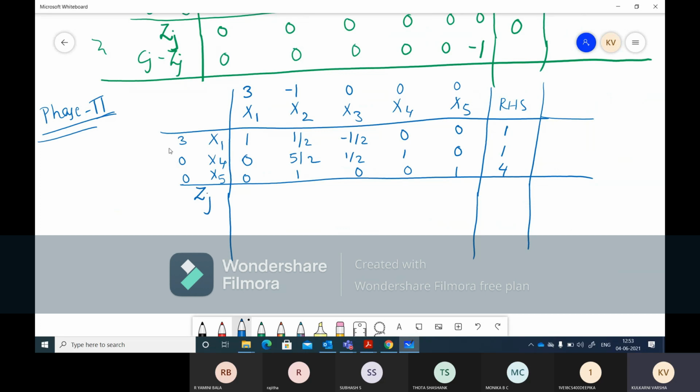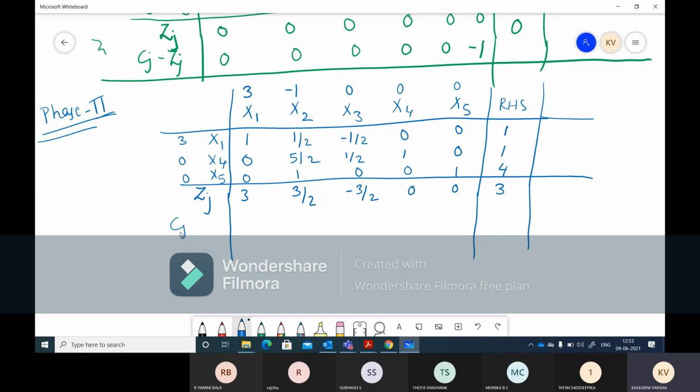Zj will be, as this is 0, the multiplication of this with any elements will be 0, so don't spend your time. 3 into 1 is 3. 3 into half is 3 by 2. This will be minus 3 by 2. This will be 0. This is 0. And this is 3. Right?